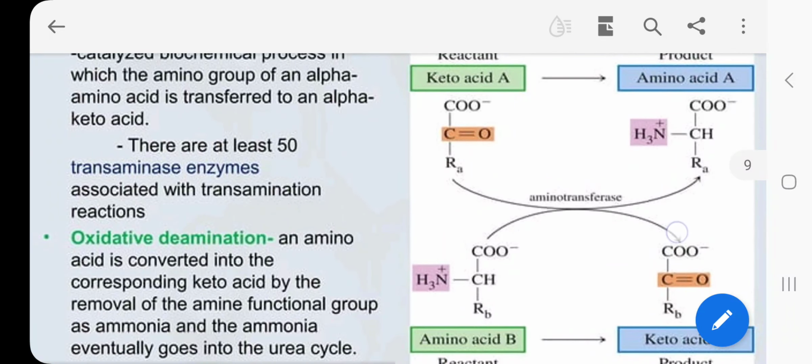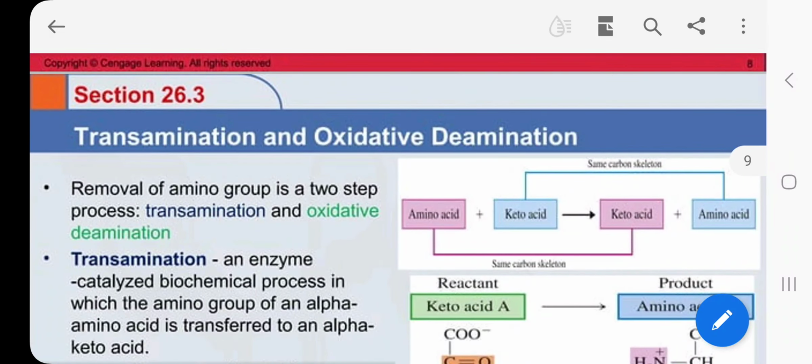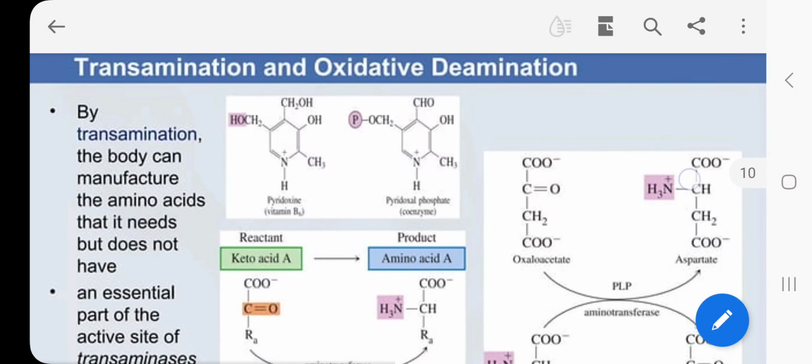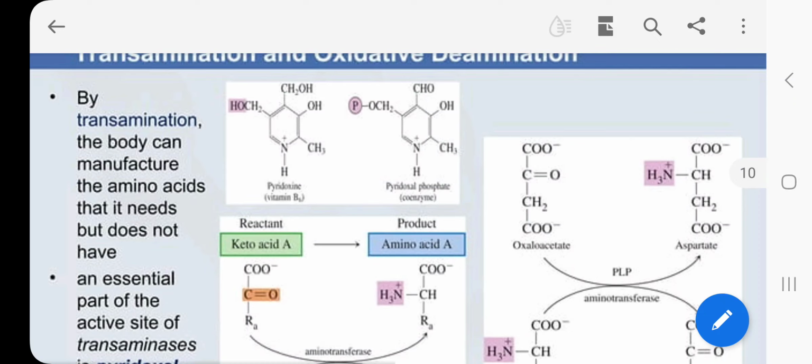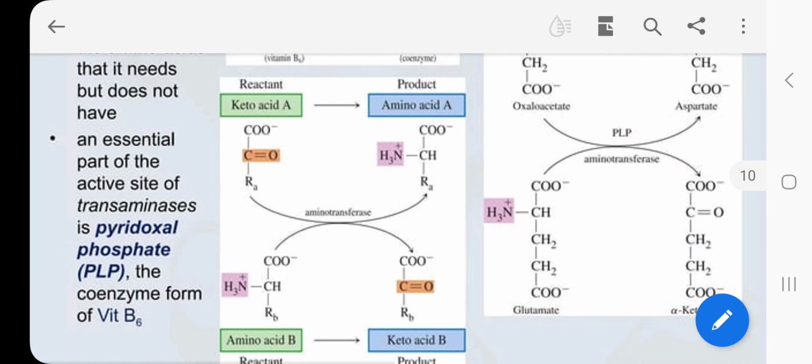So you can use the illustrations as your guide on how oxidative deamination and transamination happen. Okay. So further discussing transamination, the body can manufacture the amino acids that it needs but does not have. An essential part of the active site of transaminases is pyridoxal phosphate. So take note of this, it's PLP, the coenzyme form of vitamin B6. Ulit, take note that the coenzyme form of vitamin B6 is pyridoxal phosphate or PLP.